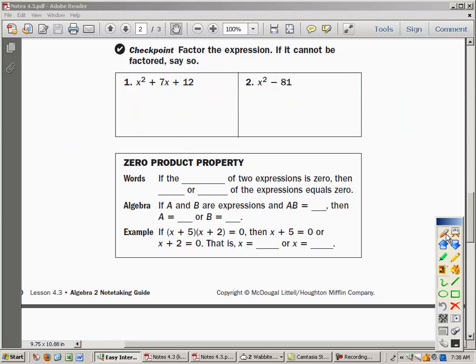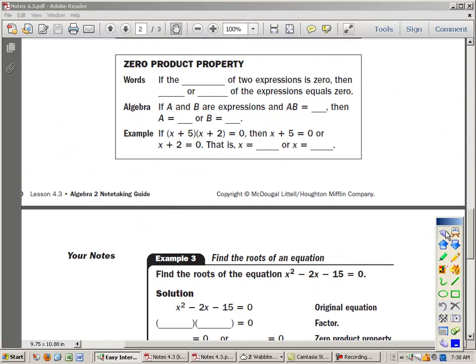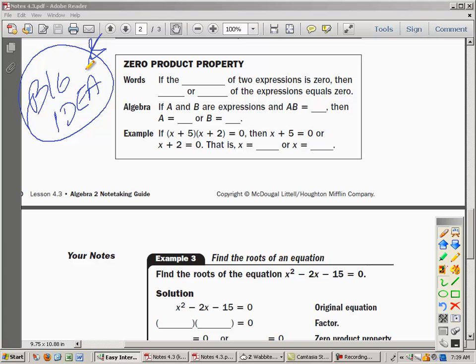All right, so let's get into this idea called the zero product property. I think the zero product property is probably one of the more powerful things that we'll use. So for those of you that are kind of half tuned out right now, this is a big idea. We will use this a lot in this chapter.